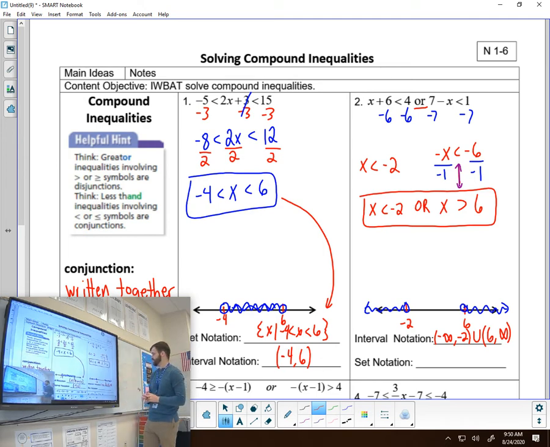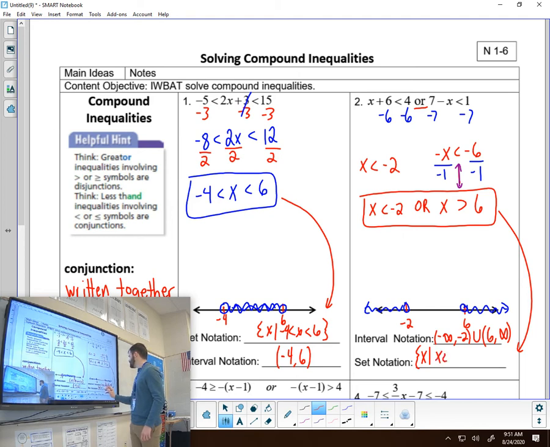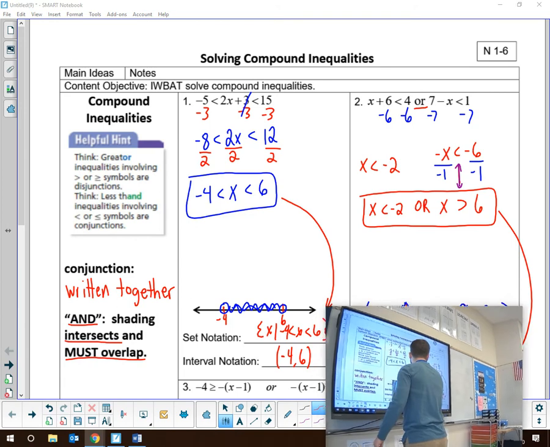Okay? All right. Now let's see here. Set notation. For set notation, remember all we're doing is we're taking that and we're rewriting it, right? But we do it fancy. We do all numbers of x such that x is less than negative 2 or x is greater than 6. All right, let's go ahead and move on down here.